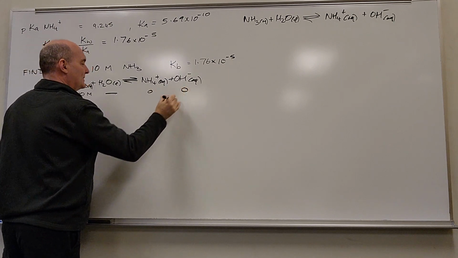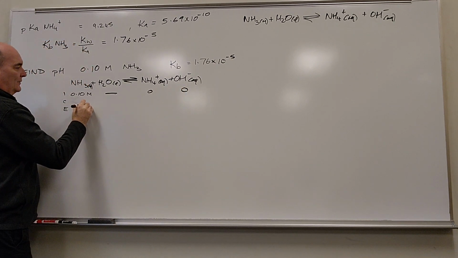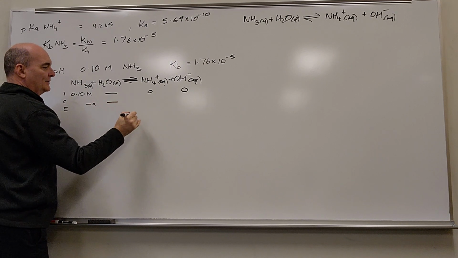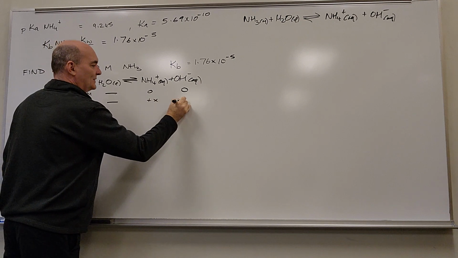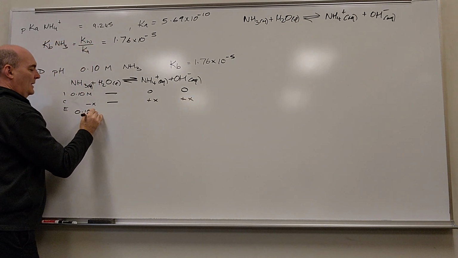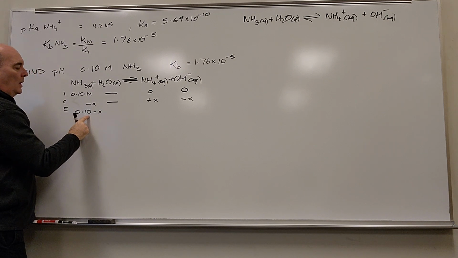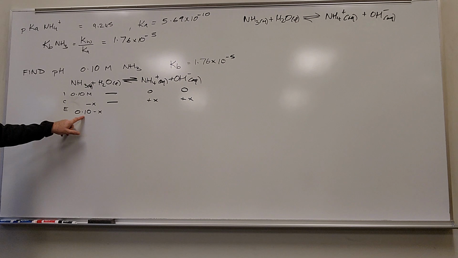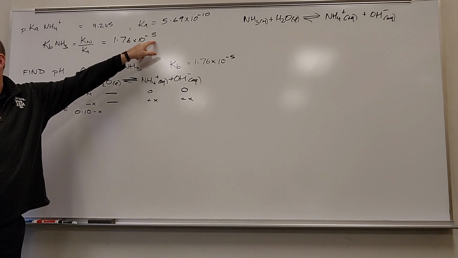This is nothing, that is nothing, and we lose some value of x from here, nothing happens here. And we gain some x here, gain some x there. And so at equilibrium, I have 0.1 minus x. I like the fact that that's not a really tiny number. It's just dilute. And this is 10 to the negative 5.